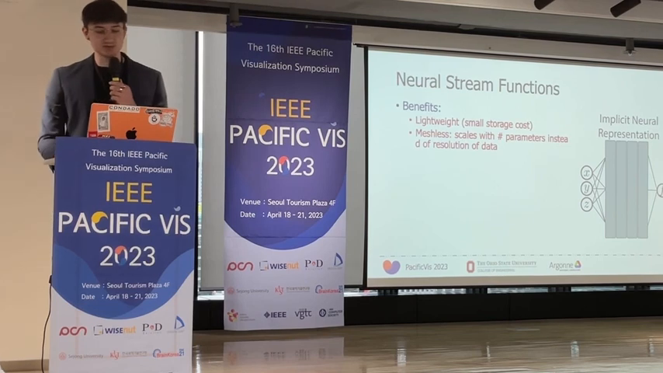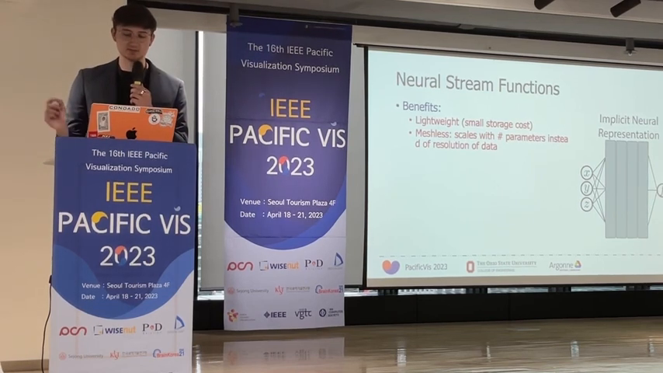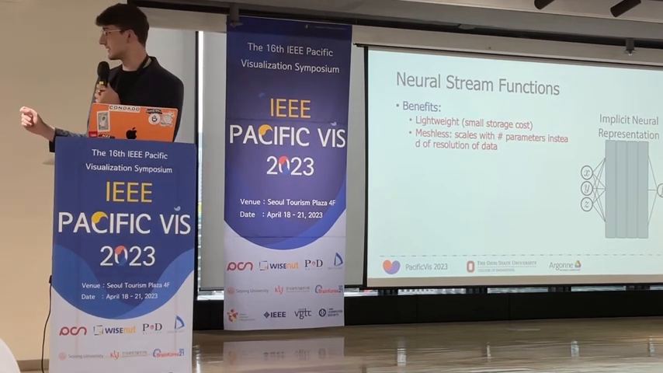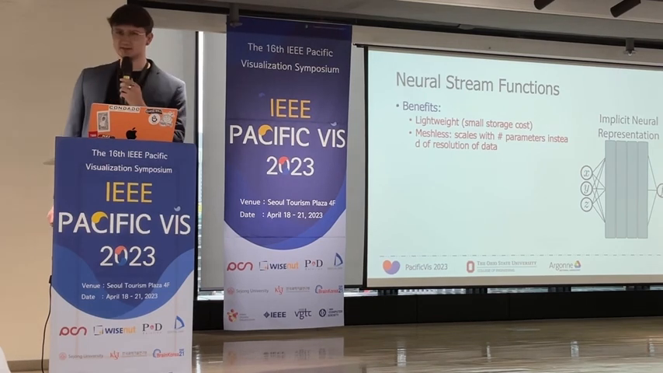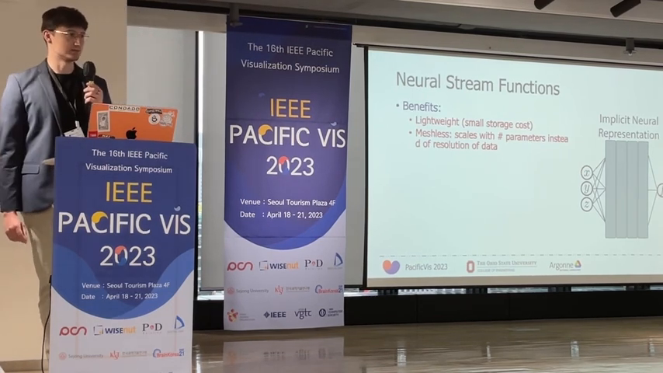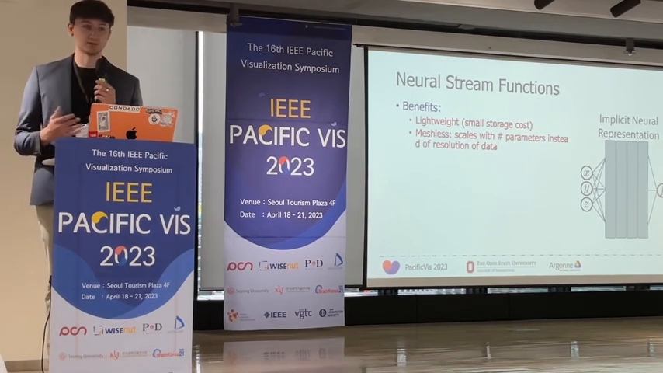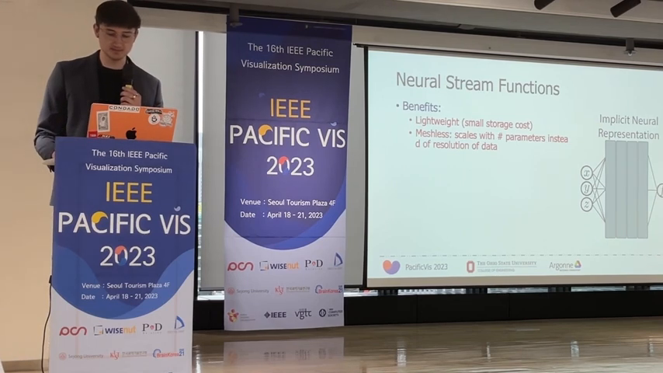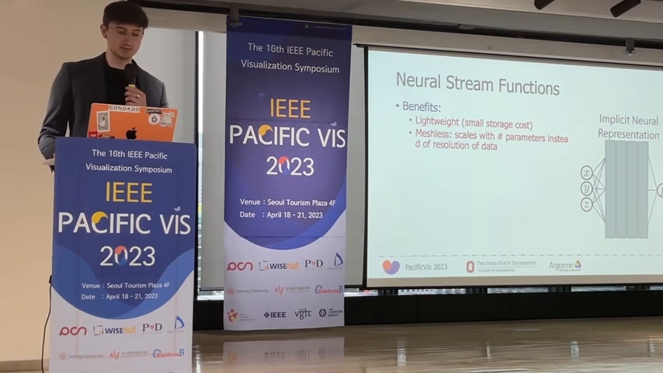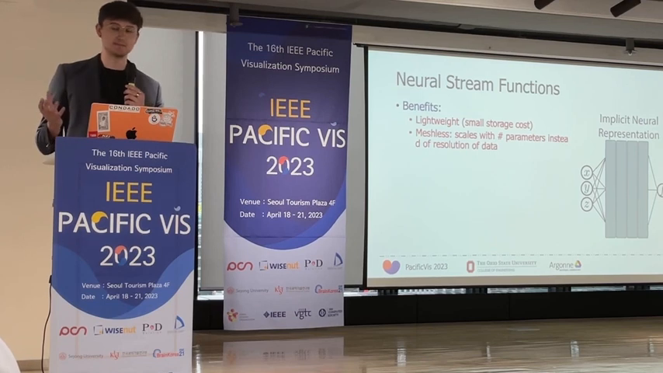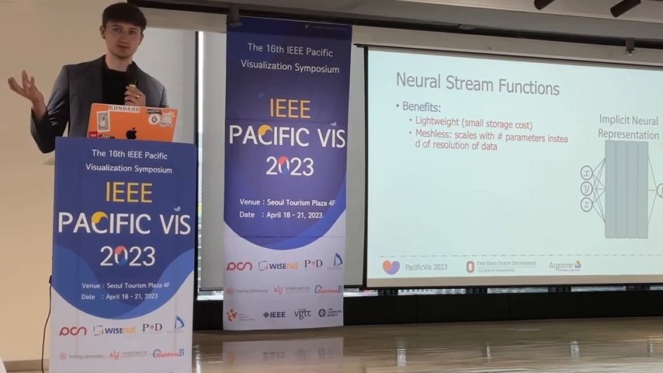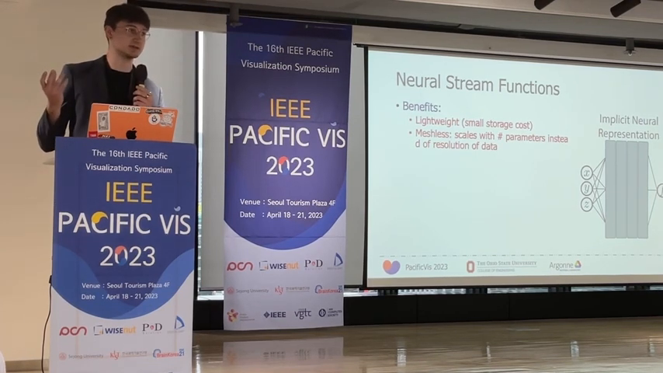Previous PVIS papers using INRs have a few key reasons that they use them. These models are very lightweight. They have a small storage cost compared to the value they might represent, which is why they've been used for compression already in PVIS. And also the models are meshless, so the result is not tied to the size of the resolution of the data you are working with.